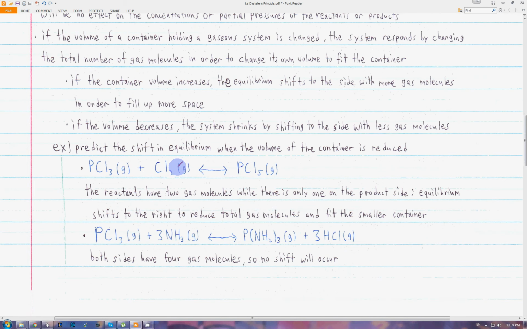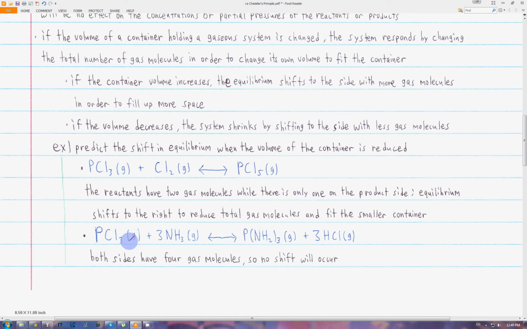So if we have this reaction, there are two gas molecules on the reactant side and only one gas molecule on the product side. So when the volume of the container is reduced, the equilibrium will shift to the side with fewer gas molecules, which is the product side. So it will shift to the right in order to fit the smaller container. This is because the volume of a gas is proportional to the number of moles. So if there are fewer total moles in the system, then the volume will also be less.